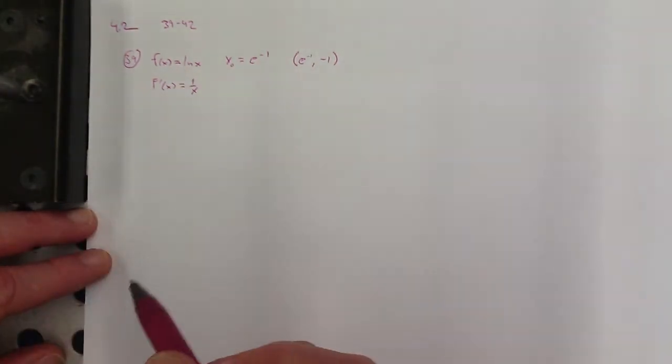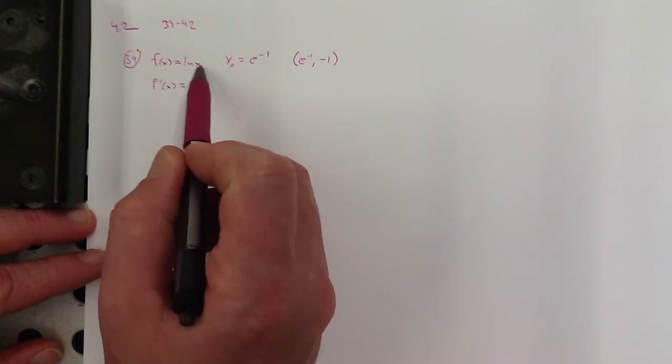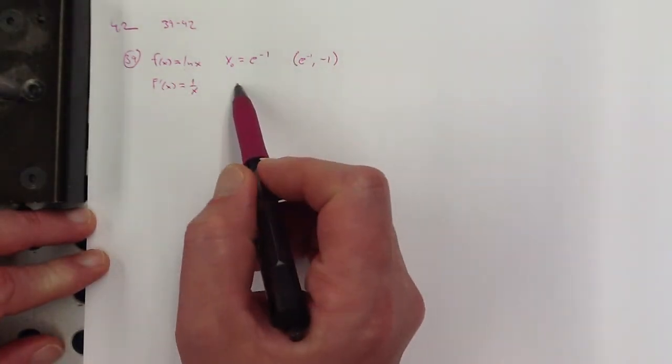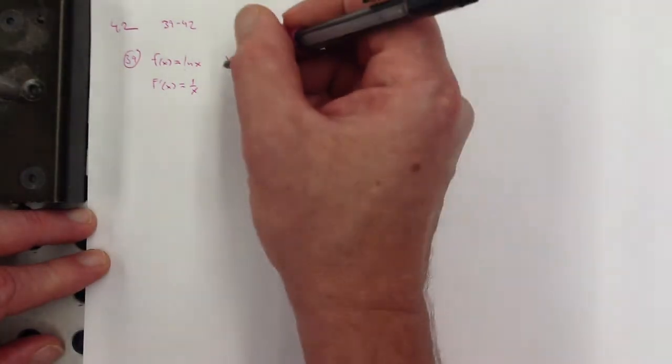Taking the natural log of something is like asking, well, what would you have to raise e to get this number? Well, what do you have to raise e to get this number? Well, that, of course.